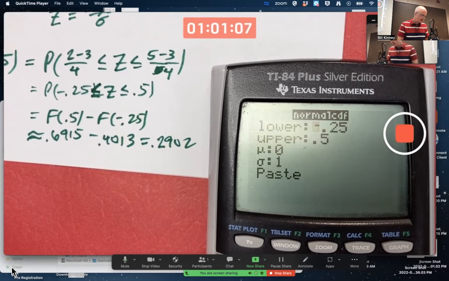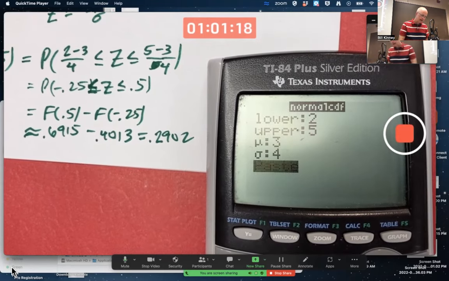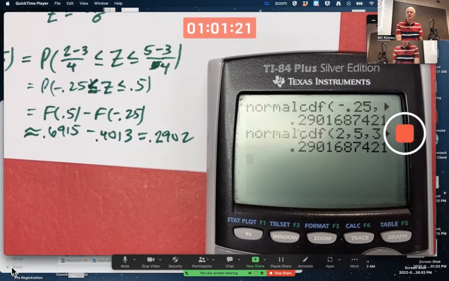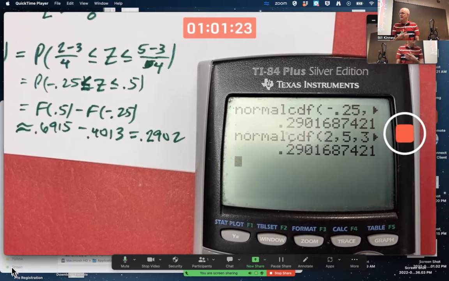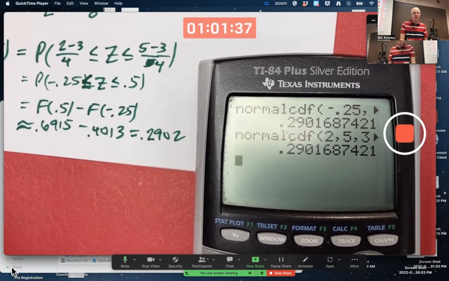Or we could do it with the original X variable, where the mean is 3 and the standard deviation is 4. X is going between 2 and 5. Mean 3, standard deviation 4, not variance. Same answer. Okay. And again, because the numbers worked out so nicely when you converted to Z, these turn out to be the same. Again, if you round the Z's to 2 decimal places and use the table, it doesn't necessarily give you the exact same thing the calculator would. The calculator is technically more accurate because you've got more decimal places.